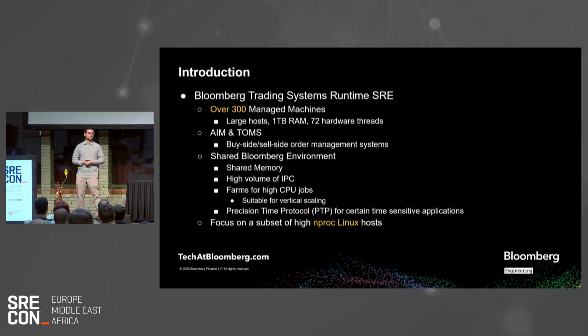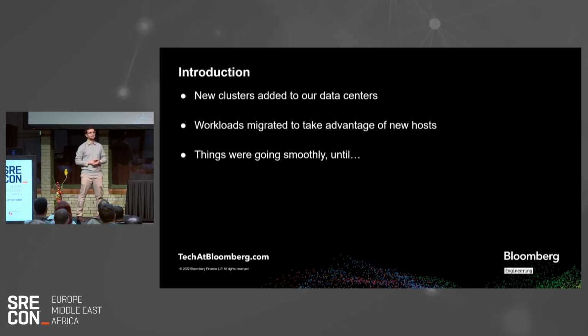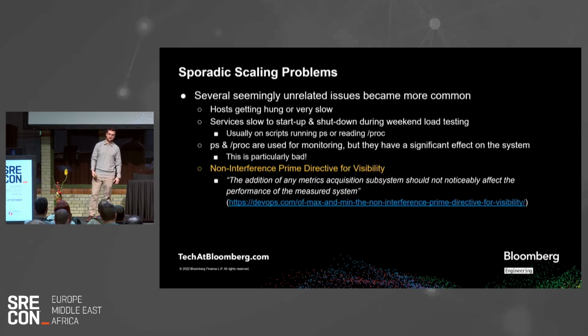And one other aspect of our machines is that we use precision time protocol on some of these for certain time-sensitive applications. PTP, for short, is a version of NTP, but you can think of it as having higher time resolution. And for this talk, we'll focus on a subset of high-end proc Linux hosts. So the story starts with some new clusters added to our data centers. We're slowly migrating workloads to take advantage of these new hosts, and everything looks good until we run into our sporadic scaling problems.